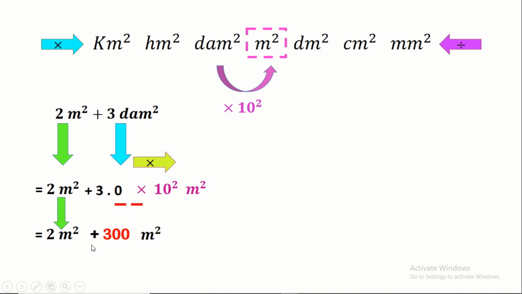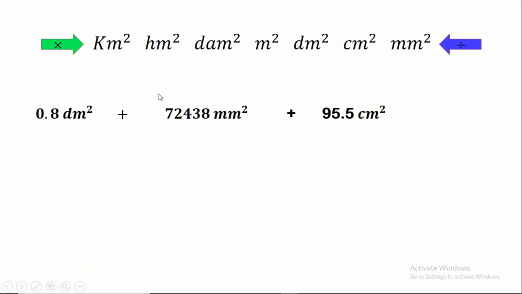Now we have the same units, so we can add them. An important note. If I have 2 red pens and 3 green pens, can I say that I have 5 green pens or 5 red pens? Sure not. When we have different units, we can never add them. We should transform them into the same unit.